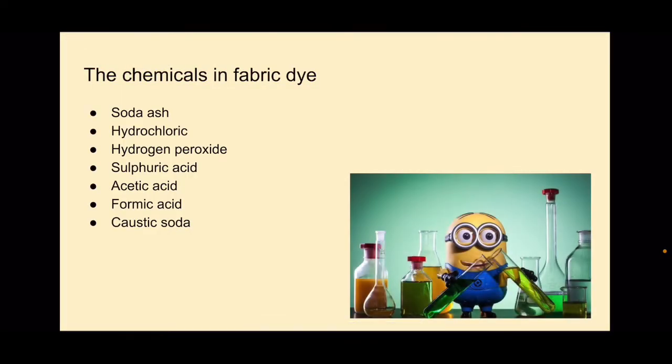The chemicals in fabric dye. The chemicals found in fabric dye are soda ash, hydrochloric acid, hydrogen peroxide, sulfuric acid, acetic acid, formic acid, and caustic acid.